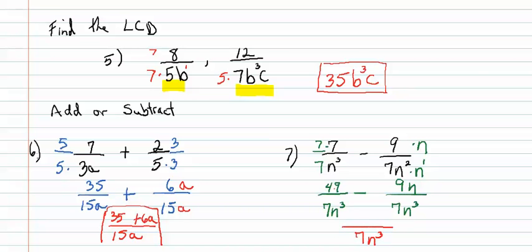At the top I have a 49, which is a number. And at the top I have a negative 9n, which is an n. So numbers go with numbers, and n's go with n's. So I cannot put those together because they're two separate things. And there's my answer for number 7.